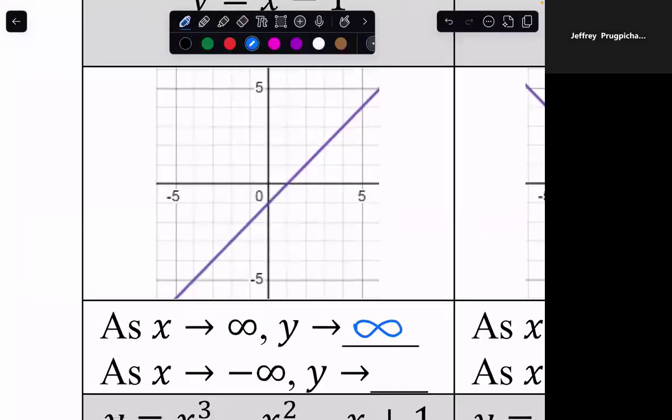Then you do the same thing as x approaches negative infinity. You see that the negative x values go left. As the graph continues left, you can see the y values are going downward towards negative infinity.